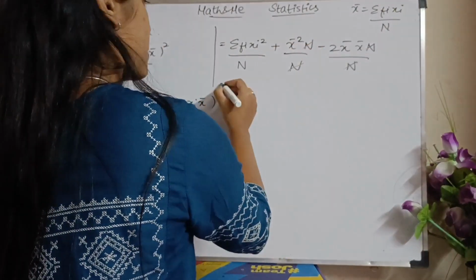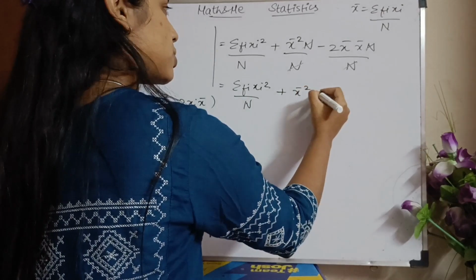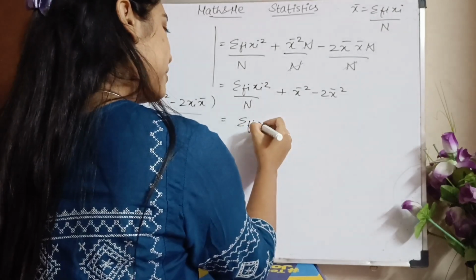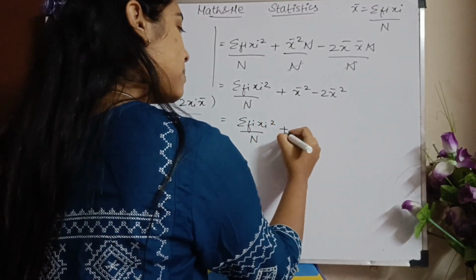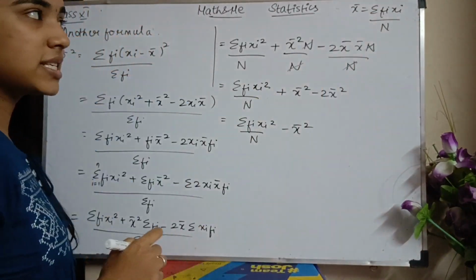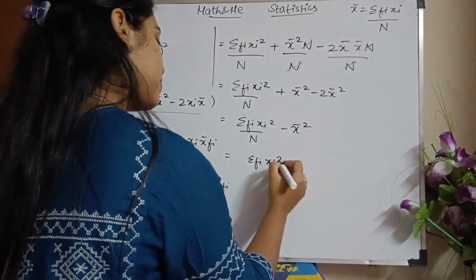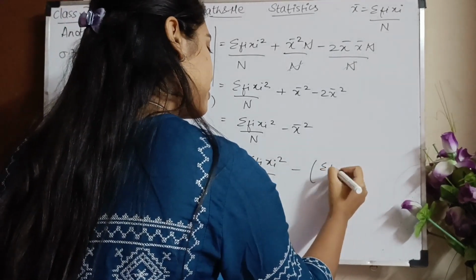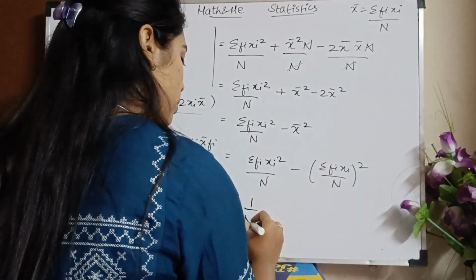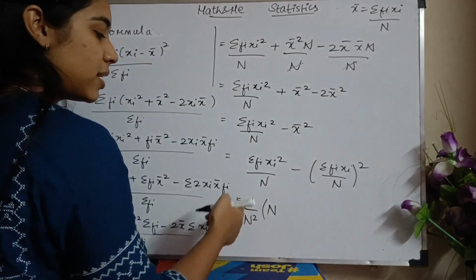So I have sigma fi xi square divided by n plus x bar square minus 2 x bar square. So this will be minus x bar square, correct? So sigma fi xi square divided by n minus x bar square. What is my x bar? We just saw it as sigma fi xi divided by n. So sigma fi xi square divided by n minus (sigma fi xi divided by n) the whole square. So when I take n square outside, I have 1 divided by n square times, and from the n square I have to multiply it by n, correct? Then n and n square will get cancelled. I'll be left with 1 by n.